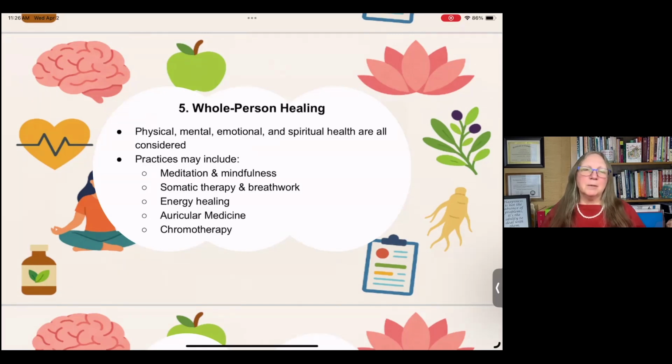So some of our practices may include meditation, mindfulness, somatic therapy and breath work for vagal nerve responses, energy healing, which we talked about earlier. We'll talk a little more about auricular medicine, where we test the ear for different energies as well as treatments, and chromotherapy, which is color therapy. One of our primary therapy routes for autoimmune is wearing some specifically colored glasses for that. Or if we're dealing with stress or anxiety or panic, we have a specific colored glasses that help with that.